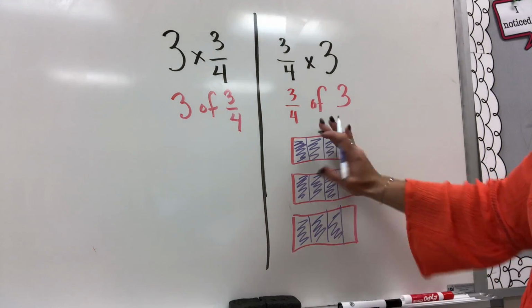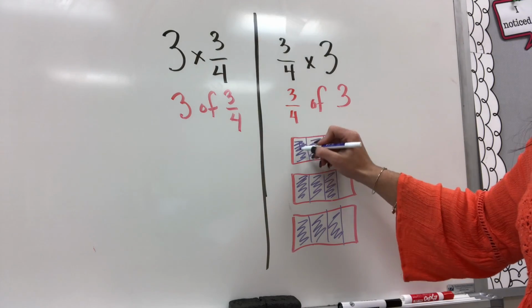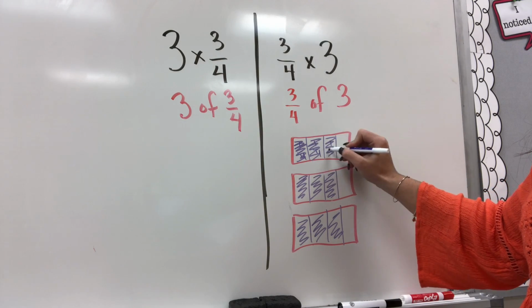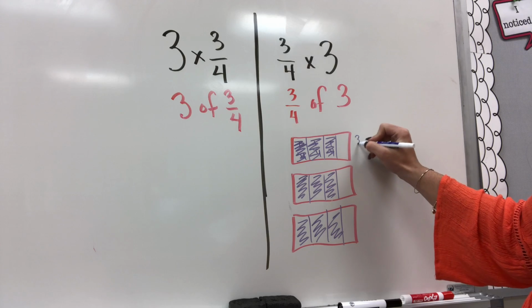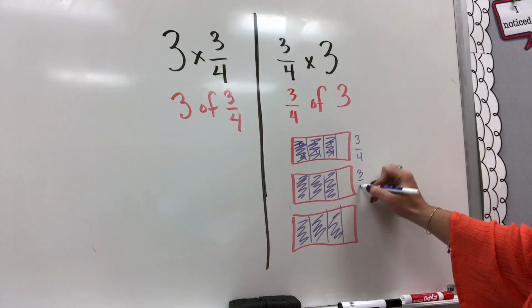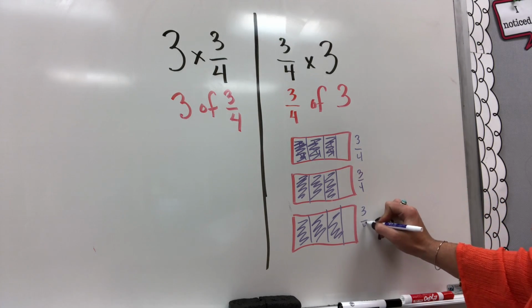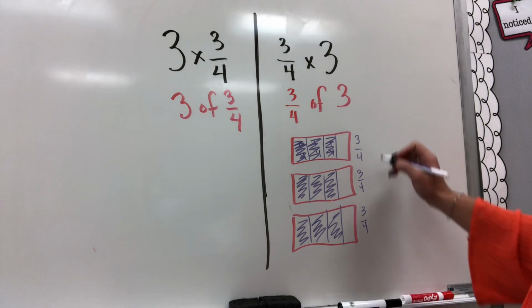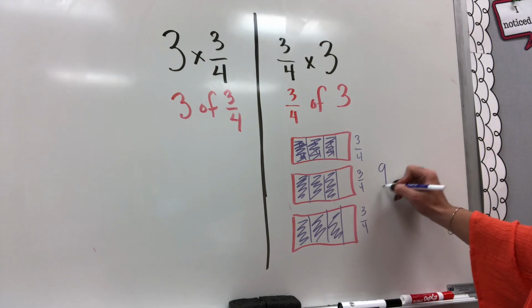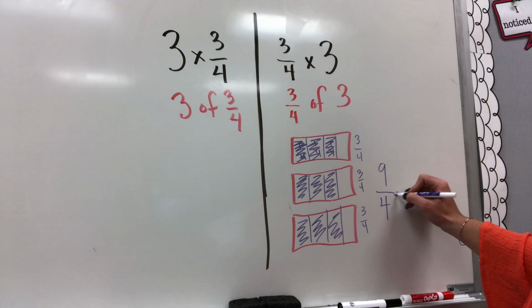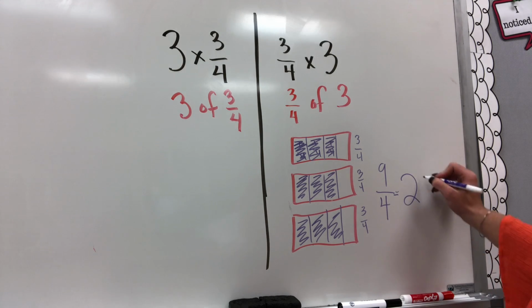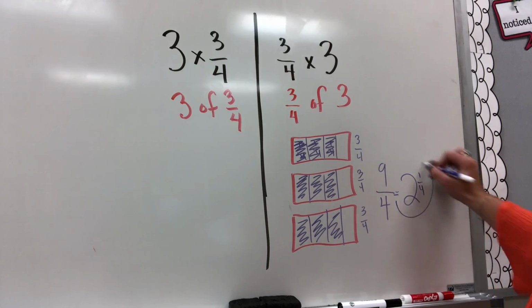So now I have to look and see, okay, well, how many fourths do I have? Well, each of these are a fourth. So I have 3/4 here, 3/4 here, and 3/4 here. So I have a total of 9/4. And when I make that into a mixed number, it is 2 and 1/4.